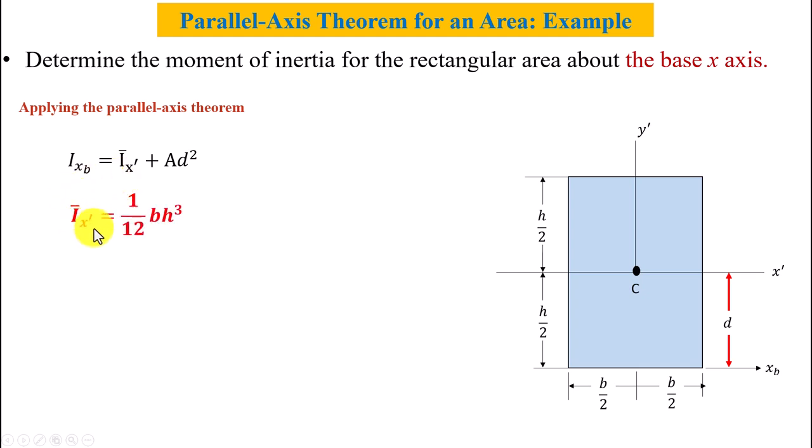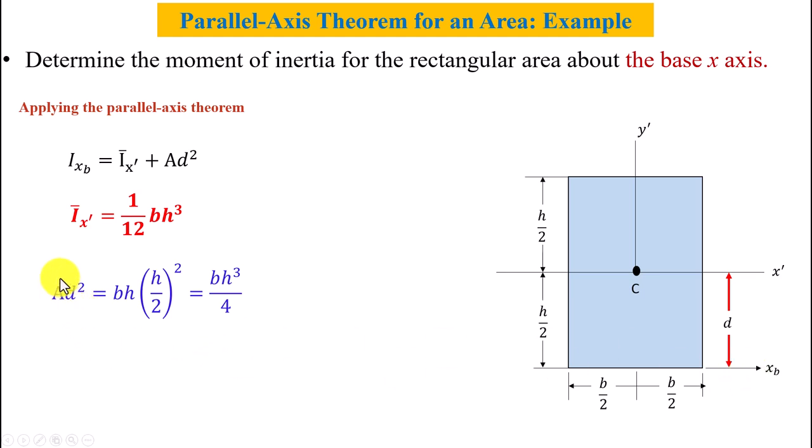Okay, therefore, Ix prime bar equals b h cubed over 12. The base is b and the height is h. Therefore b h cubed over 12. Simply you can get this in any engineering mechanics textbook at the back. It is a formula you can find at the back, and it is simple to memorize.